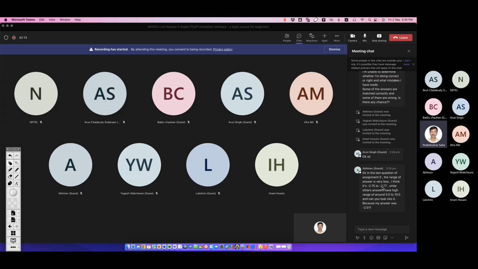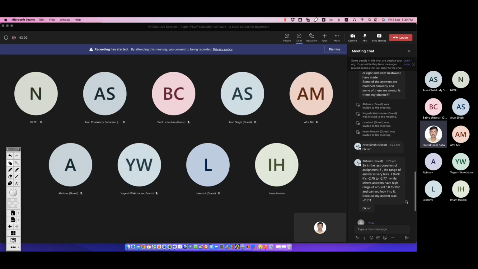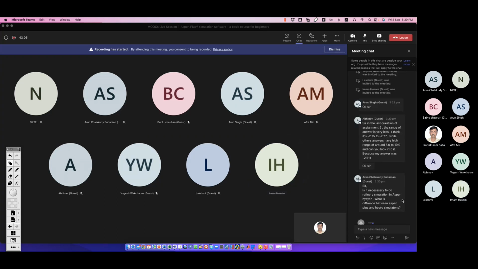As I have said, I want the accuracy up to 3 digits after the decimal point. So if you have done it correctly, then you will definitely get an answer between 2.75 and 2.77. If you are getting 2.511, definitely you have done something wrong. And the range of the answer, as you said, 5 to 10, depends upon the problem. Whichever problem I get, it depends upon that.